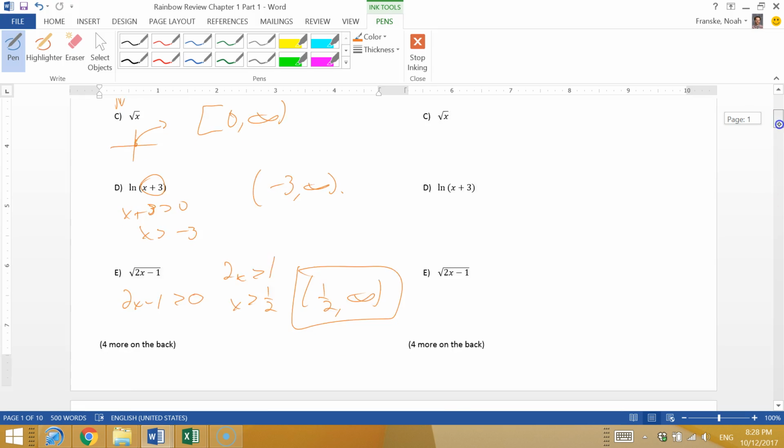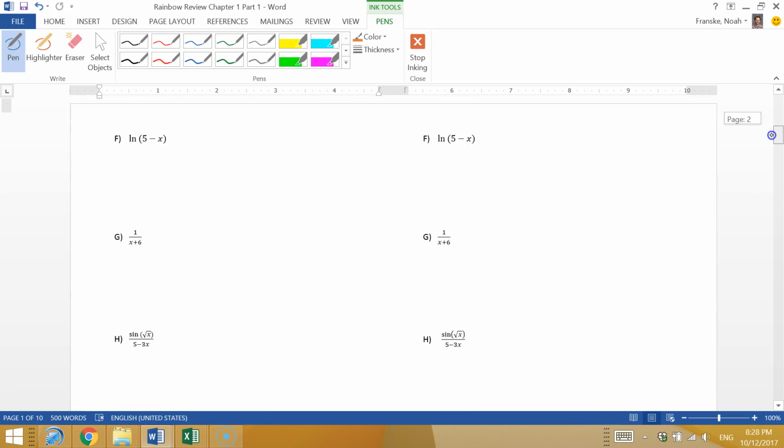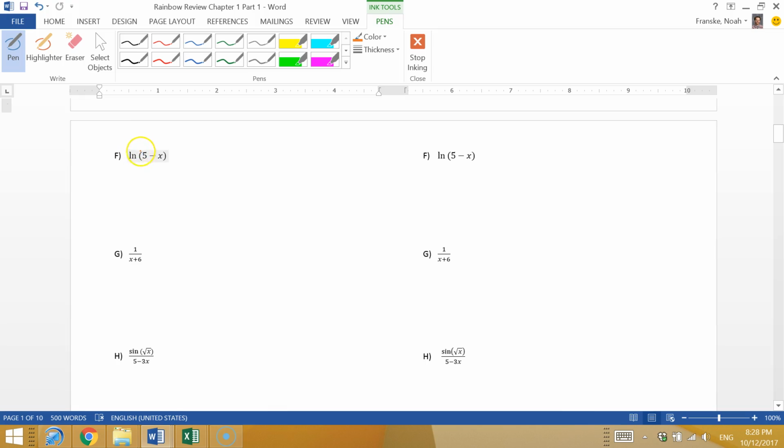All right, we got 4 more on the back. Really, I just wanted to do domain and range here because it trips people up. So once again, whatever's inside of natural log, I'm going to make it greater than 0. So 5 minus x greater than 0, because natural log is the one with the asymptote. Okay, so now I'm just going to add x to both sides. So I got 5 greater than x. Usually we flip that around, right? X is less than 5. Cool. So interval notation, negative infinity, 5 parentheses.